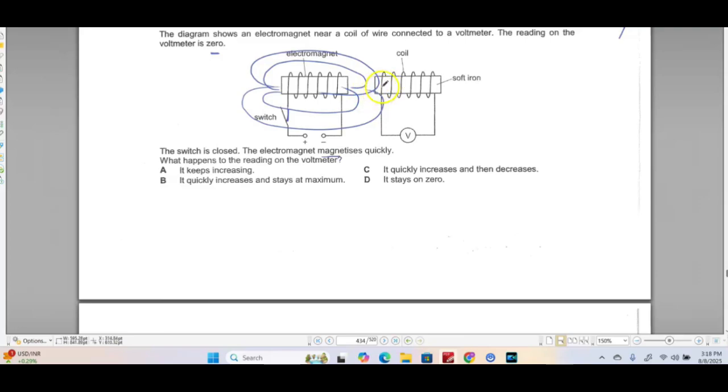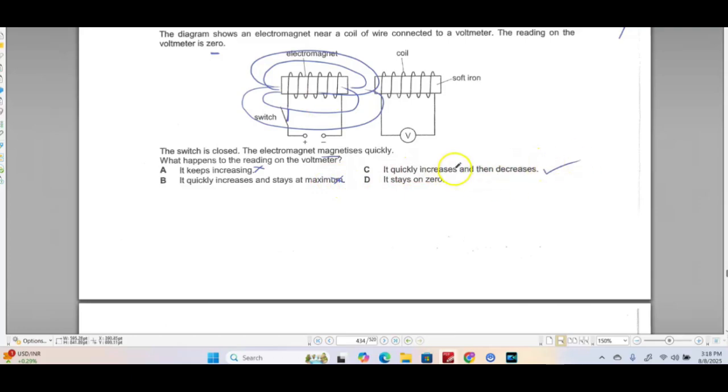What is going to happen is that the electromagnet has a constant magnetic field around it. So this voltmeter, due to the interaction of these magnetic field lines with it, will give a reading very quickly, and then it is going to decrease as well because these magnetic field lines are constant. So the answer is going to be that it doesn't keep increasing, it quickly increases and stays at maximum. No, it quickly increases and then decreases.